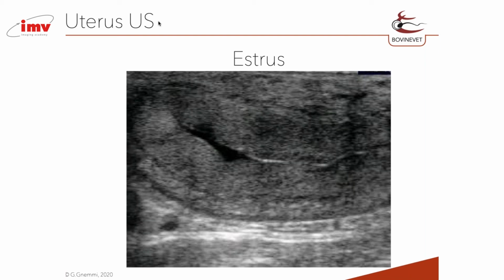Sometimes we have a myometrium to endometrium ratio of 1 to 2, 1 to 3, up to 1 to 4. The other characteristic is the presence of a lot of specular reflection, which is typical of a lot of fluid, but without debris, so a clean fluid inside the uterus.